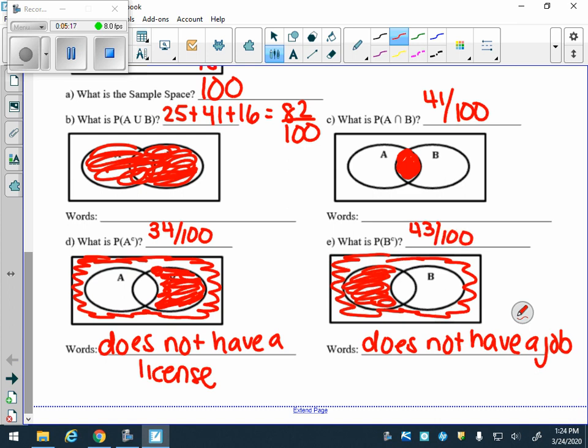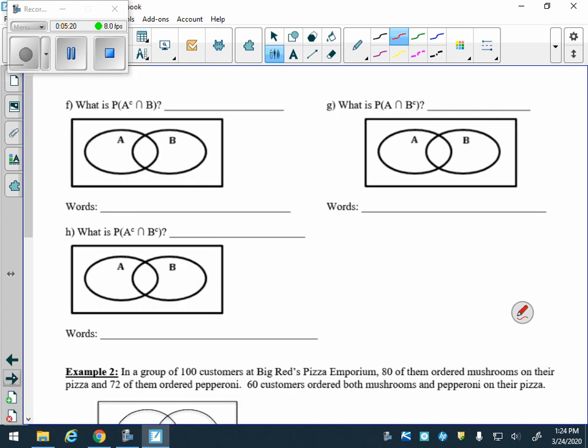Okay, so keep that in mind. Now if we look at the next, this combines a bunch of different symbols. So we have, what is the probability that a student does not have a license but has a job? So basically we're saying probability of students that only have a job. Okay, so only have a job, which is going to be just B, which is 16 out of 100.